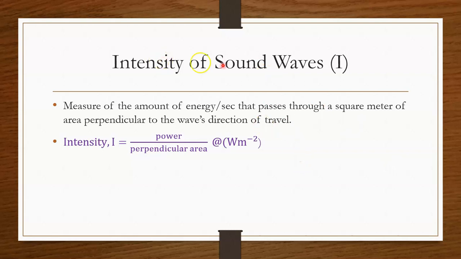This intensity of sound wave is defined as a measure of the amount of energy per second that passes through a square meter of area perpendicular to the wave's direction of travel. It can be simplified with this equation, where intensity, usually symbolized as a capital I, is equal to power divided by the perpendicular area. This hence brings us to the SI unit of intensity, which is watt per meter squared.